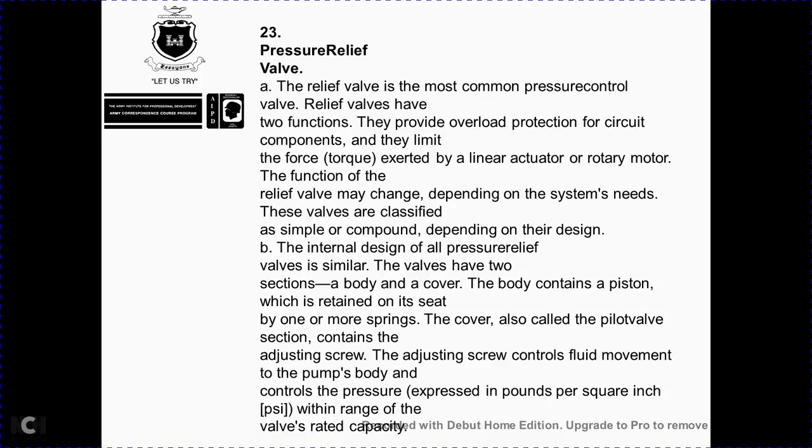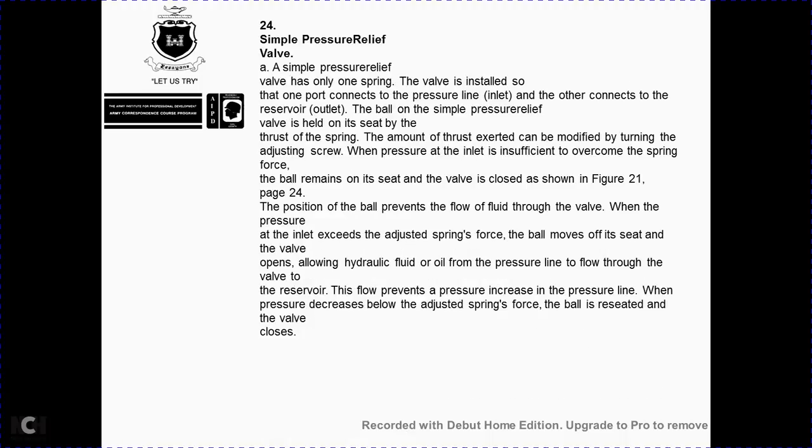The valves have two sections: the body and the cover. The body contains the piston, which is retained with the seat and one or more springs. The cover is also called a pilot valve, and contains the adjusting screw. The adjusting screw controls the full movement of the valve body and the control of the pressure, expressed in pounds per square inch, or psi, within the valve's rated capacity.